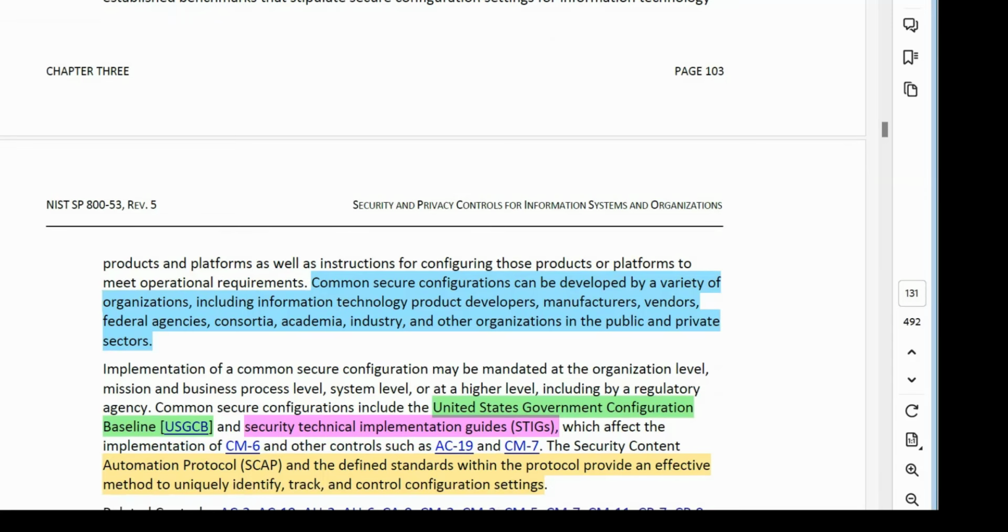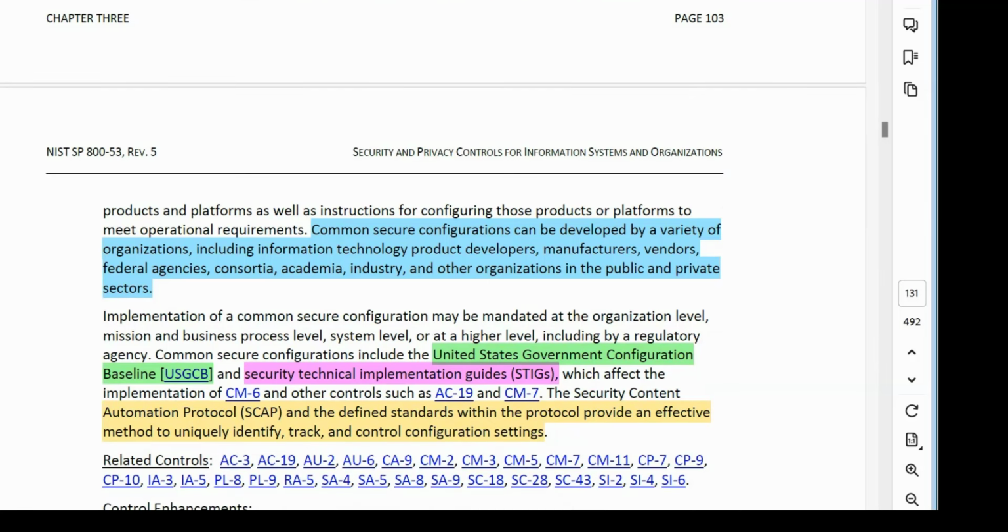Common secure configuration can be developed by a variety of organizations, including information technology product developers, manufacturers, vendors, federal agencies, consortia, academia, industry, and other organizations in the public and private sectors. Implementation of a common secure configuration may be mandated at the organization level, mission and business process level, system level, or at a higher level, including by a regulatory agency.